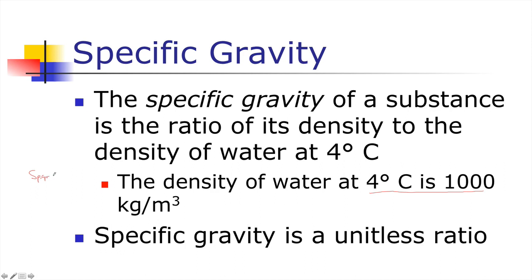So the density of anything, in SI units, any material, kilograms per meter cubed, it can be anything, gold, water, anything, you divide that by the density of water. The density of water is 1000 kilograms per meter cubed, right? So the units cancel out, and specific gravity becomes a unitless ratio.